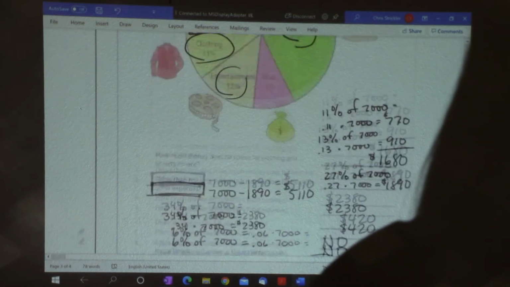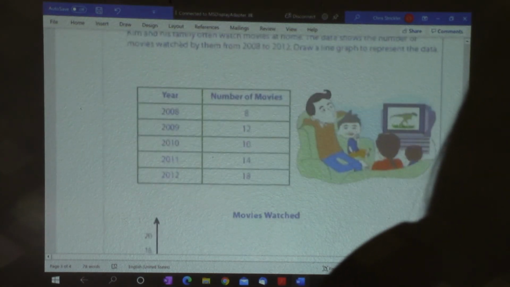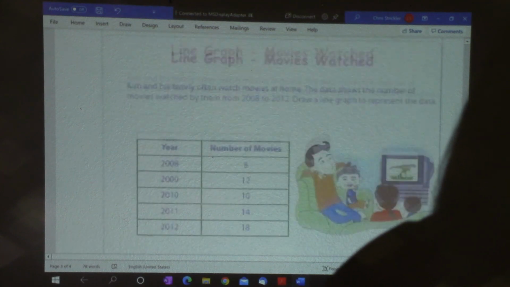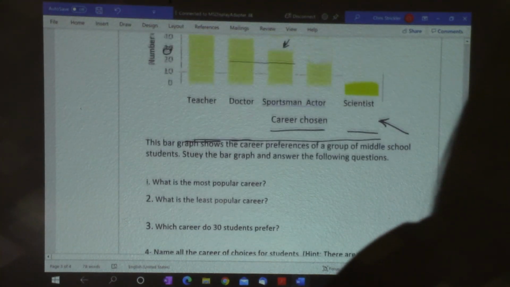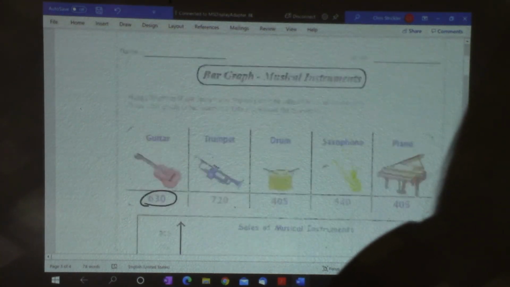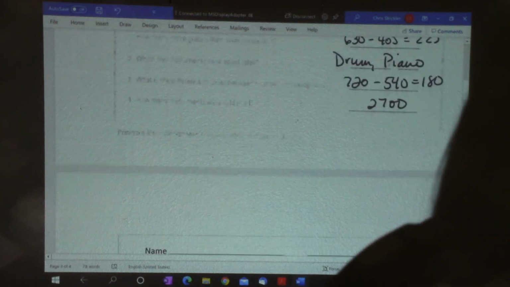Okay, now, I think I have a blank page here. Do I? No. All right. Let's just go to this.